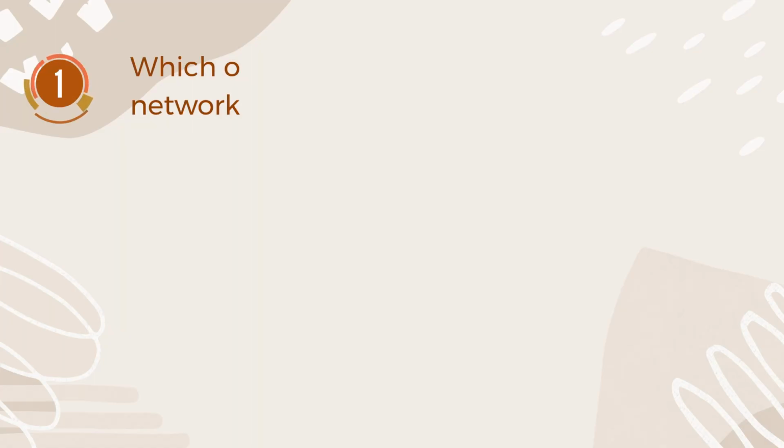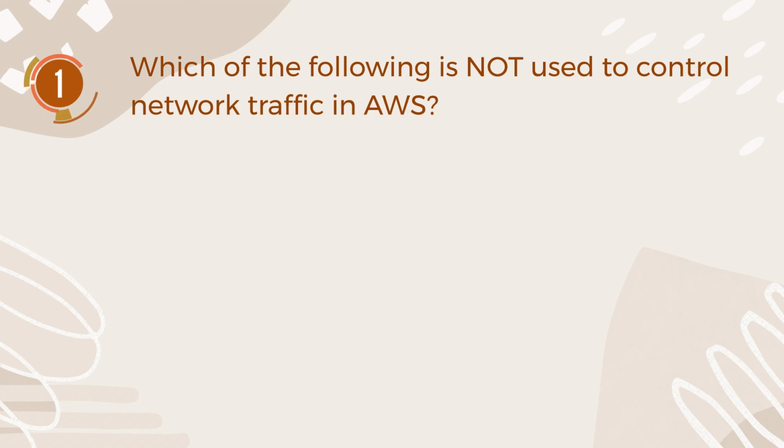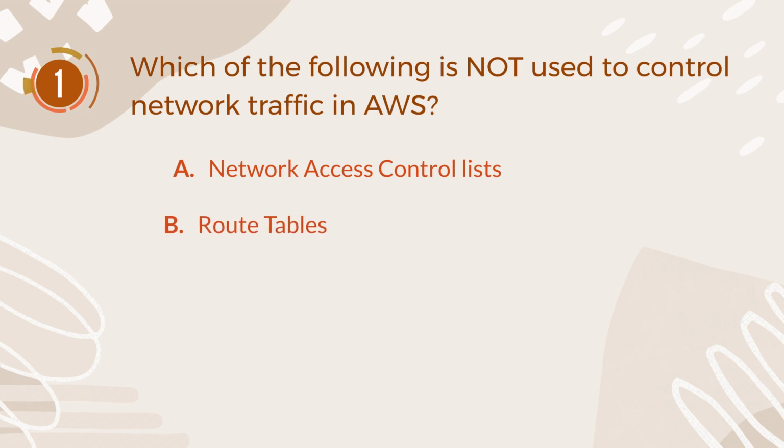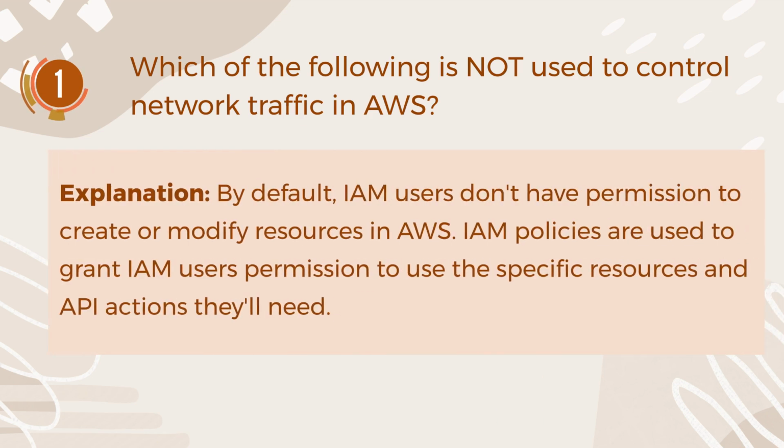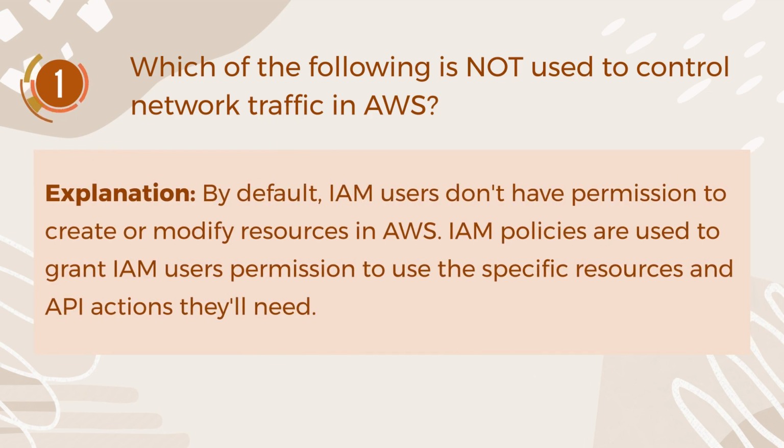Number 1. Which of the following is not used to control network traffic in Amazon Web Services? A. Network access control lists. B. Route tables. C. IAM policies. D. Security groups. The correct answer is C. IAM policies. Explanation. By default, IAM users don't have permission to create or modify resources in AWS. IAM policies are used to grant IAM users permission to use the specific resources and API actions they'll need.